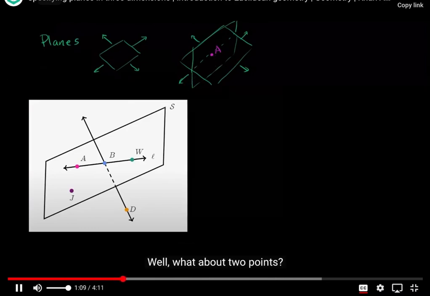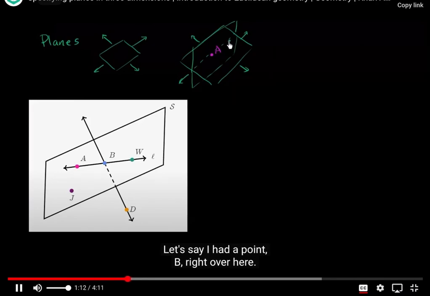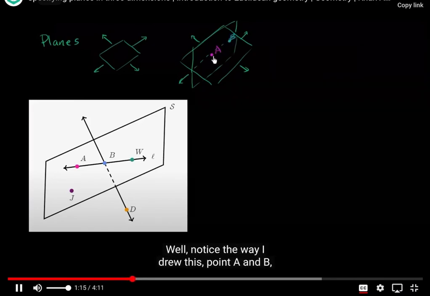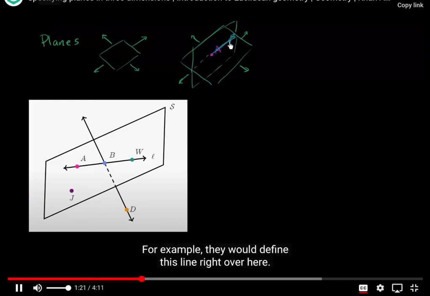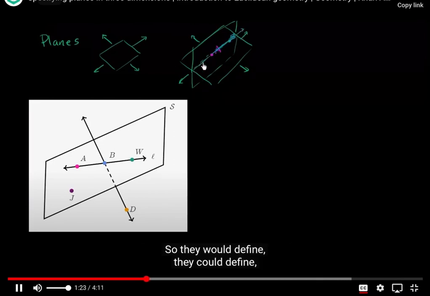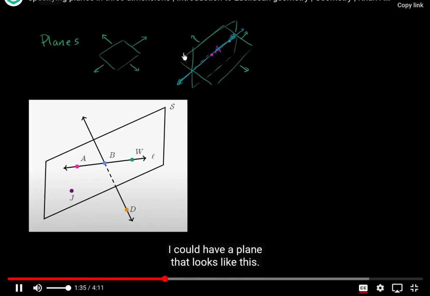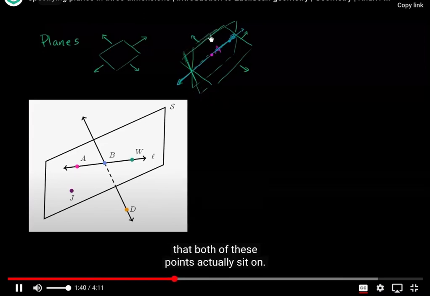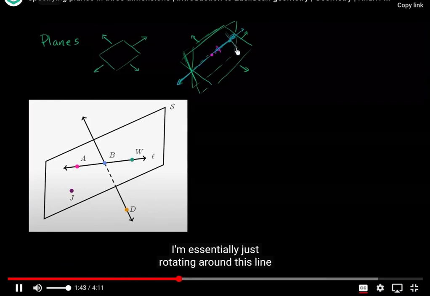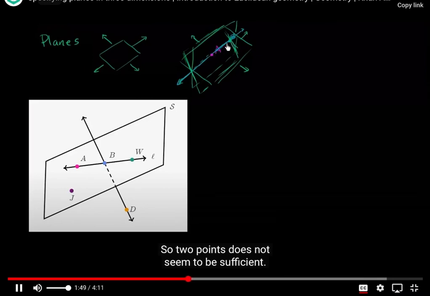Well, what about 2 points? Let's say I had a point B right over here. Notice the way I drew this, points A and B would define a line, for example this line right over here. But both of these points, and in fact this entire line, exist on both of these planes that I just drew. And I could keep rotating these planes. I could have a plane that looks like this, that both of these points sit on. I'm essentially just rotating around this line that is defined by both of these points. So 2 points does not seem to be sufficient.